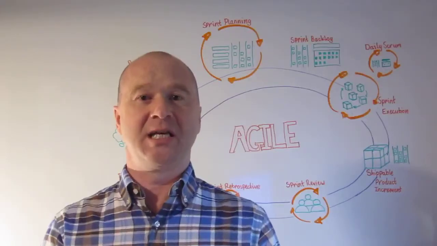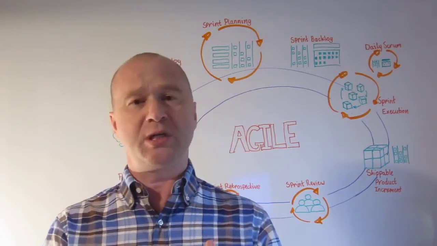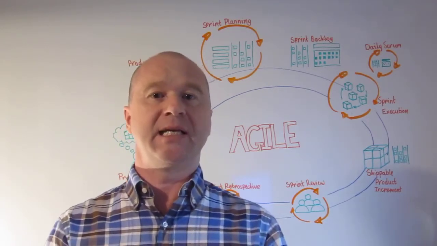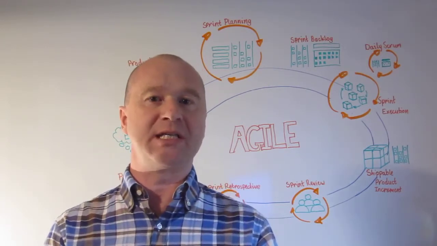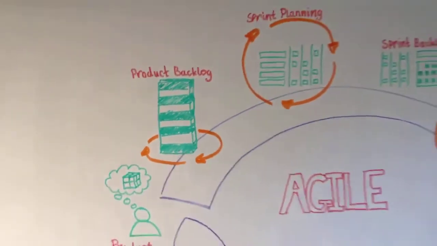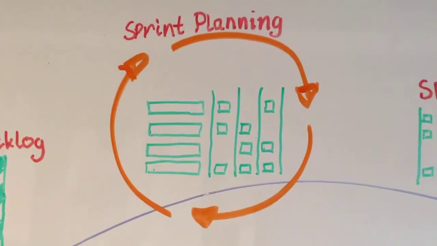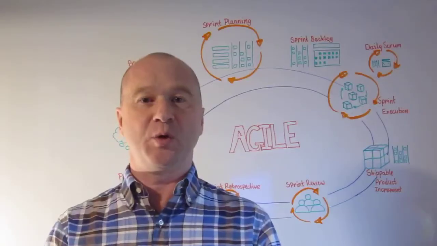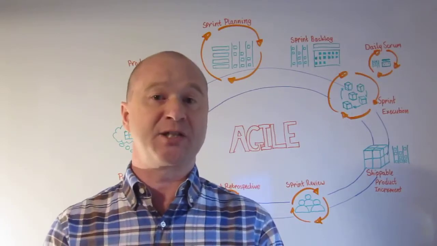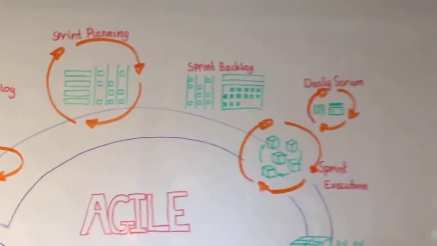At the start of every cycle, known as a sprint, usually 3 or 4 weeks long, a selection of prioritized deliverables will be taken from the backlog and a process of sprint planning will begin, which breaks those deliverables down into activities that will be implemented during that sprint cycle. This is known as the sprint backlog.